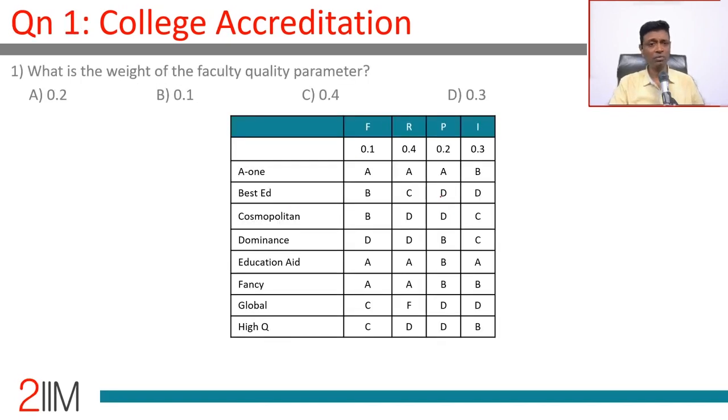What is the weight of faculty quality parameter? 0.1 is what we're looking for. Very straightforward. You've already found this out. We're just marking down the answer.